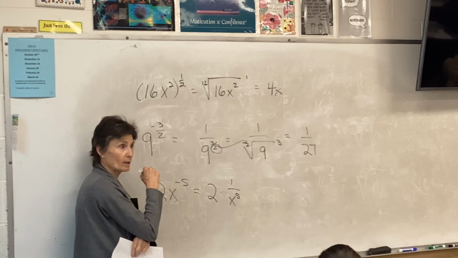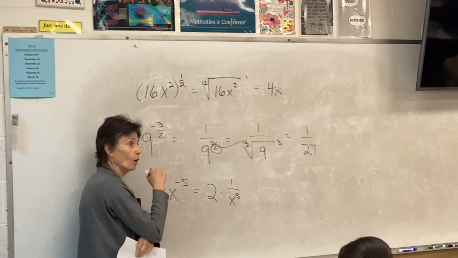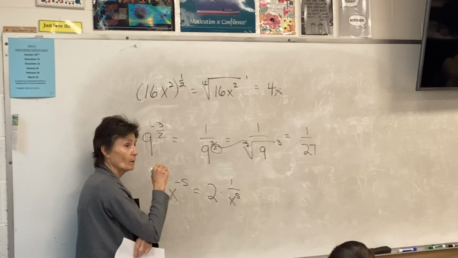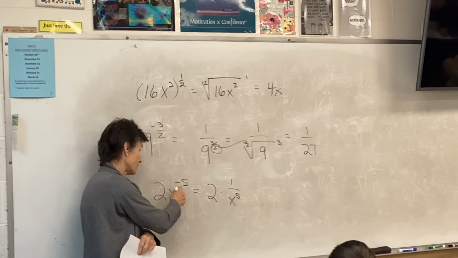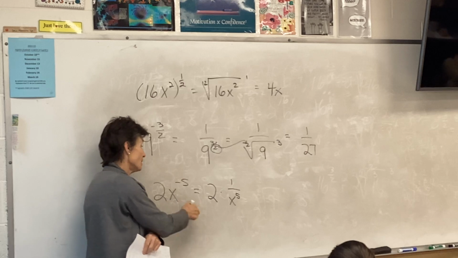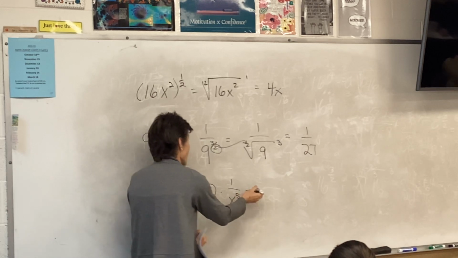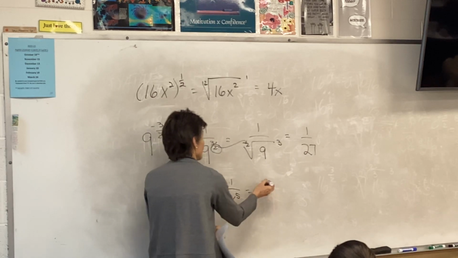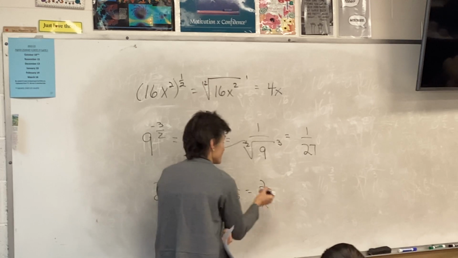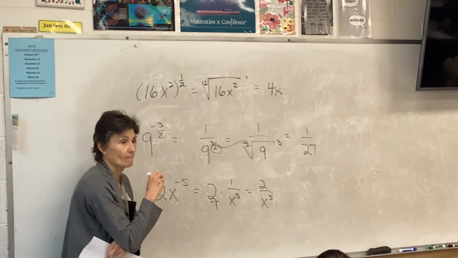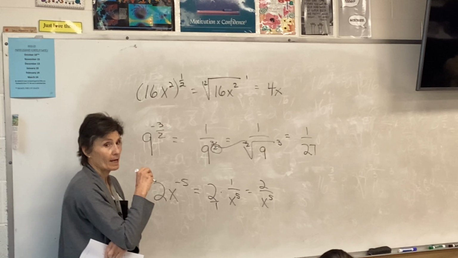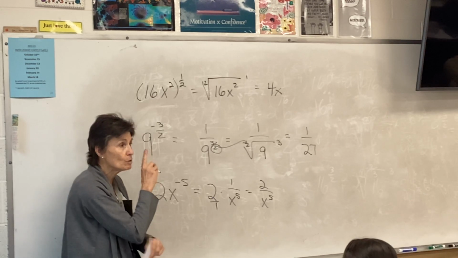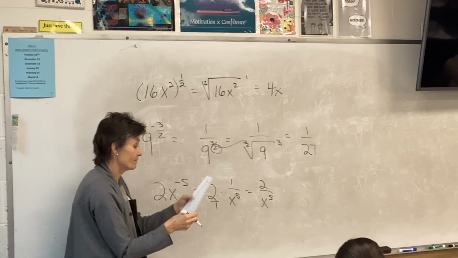Do y'all see what I'm talking about? Be careful. You only do 1 over when it's got a negative exponent. This does not have the negative exponent, only the x does. So this is 2 over 1 times 1 over x to the 5th, 2 over x to the 5th. Okay, pay attention. Only move things when they have a negative exponent.